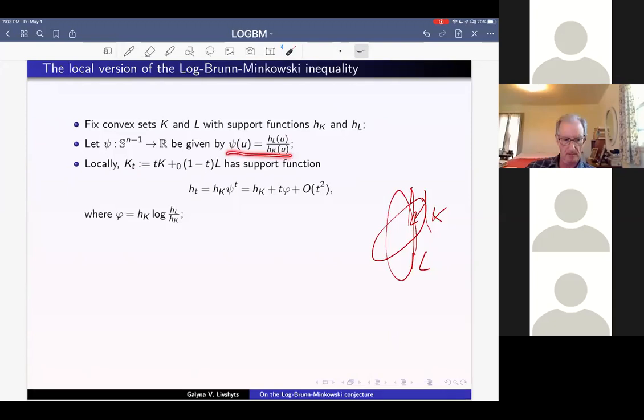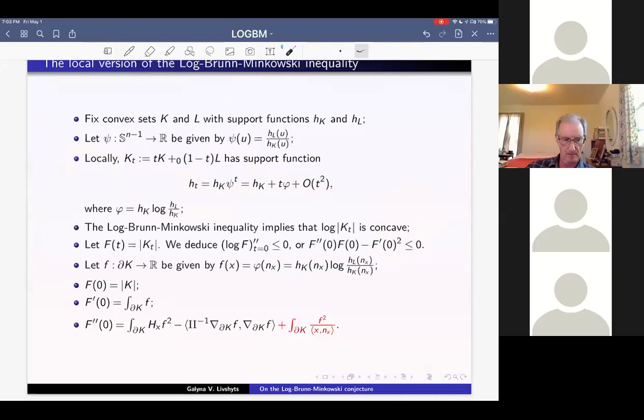And this thing we can also linearize by Taylor formula, so we write it as h_k plus t times the correct function phi here, plus something that depends on t squared. So what happens when we take derivatives of this new process is the following. Again, we take a function f on the boundary, which is our function phi evaluated at the normal, and the Log-Brunn-Minkowski inequality yields again exactly the same thing.